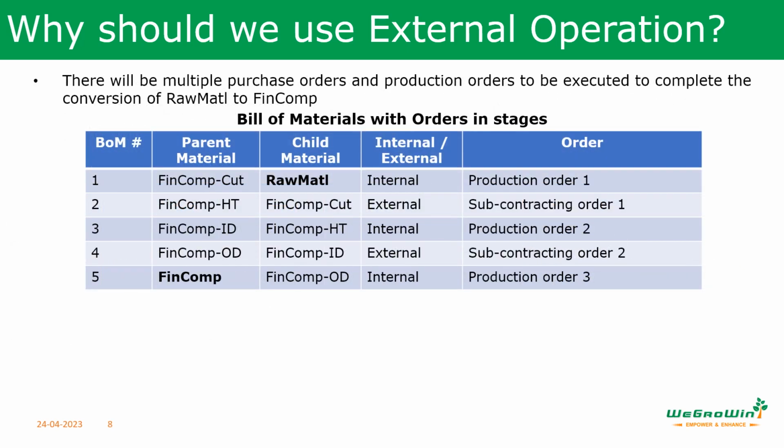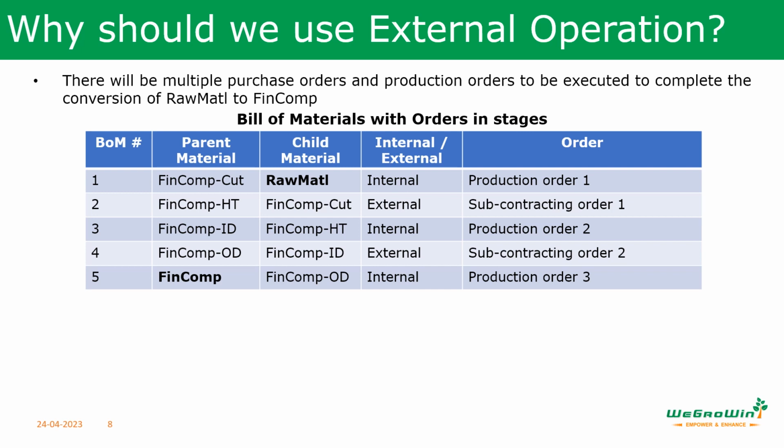So by following the process we just saw, there will be multiple purchase orders and production orders to be executed to complete the conversion of raw material to the FinCom. This approach leads to an increased number of materials to handle and multiple orders, like purchase orders and production orders, to handle. There is no proper link between parent material and child material.